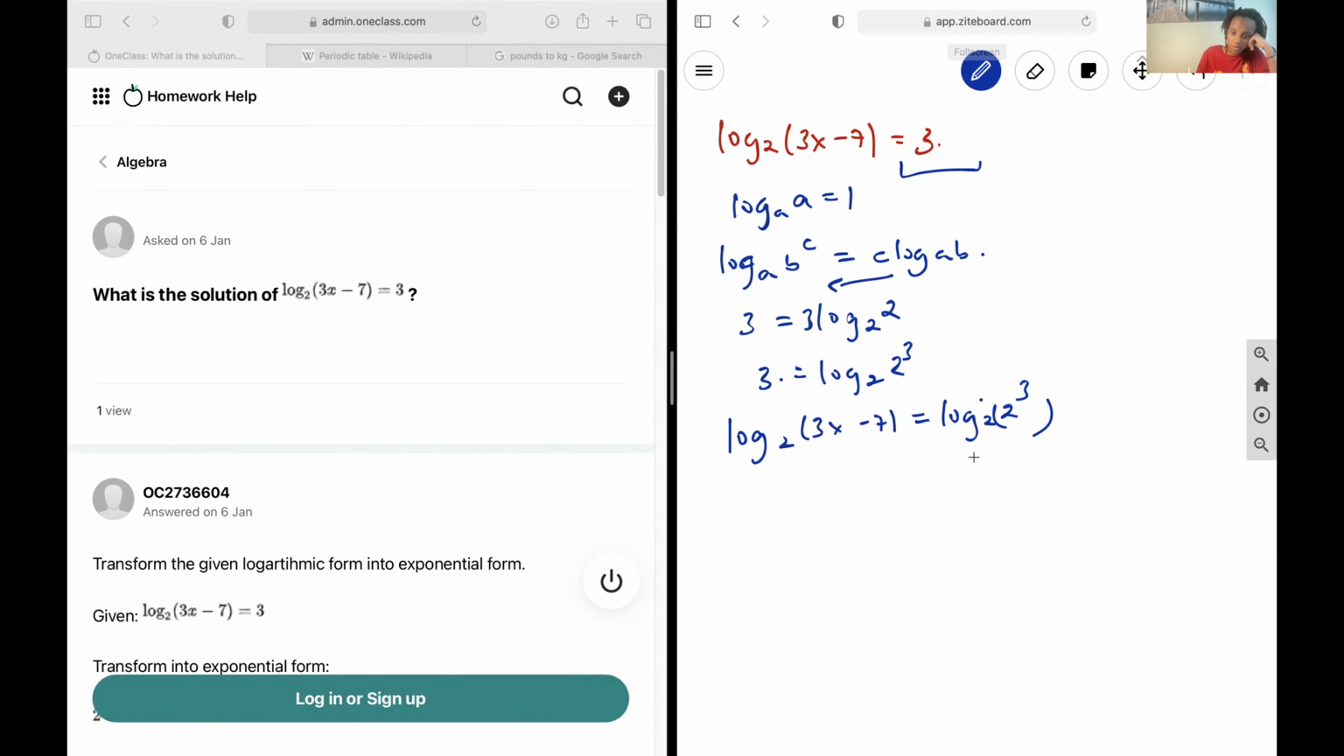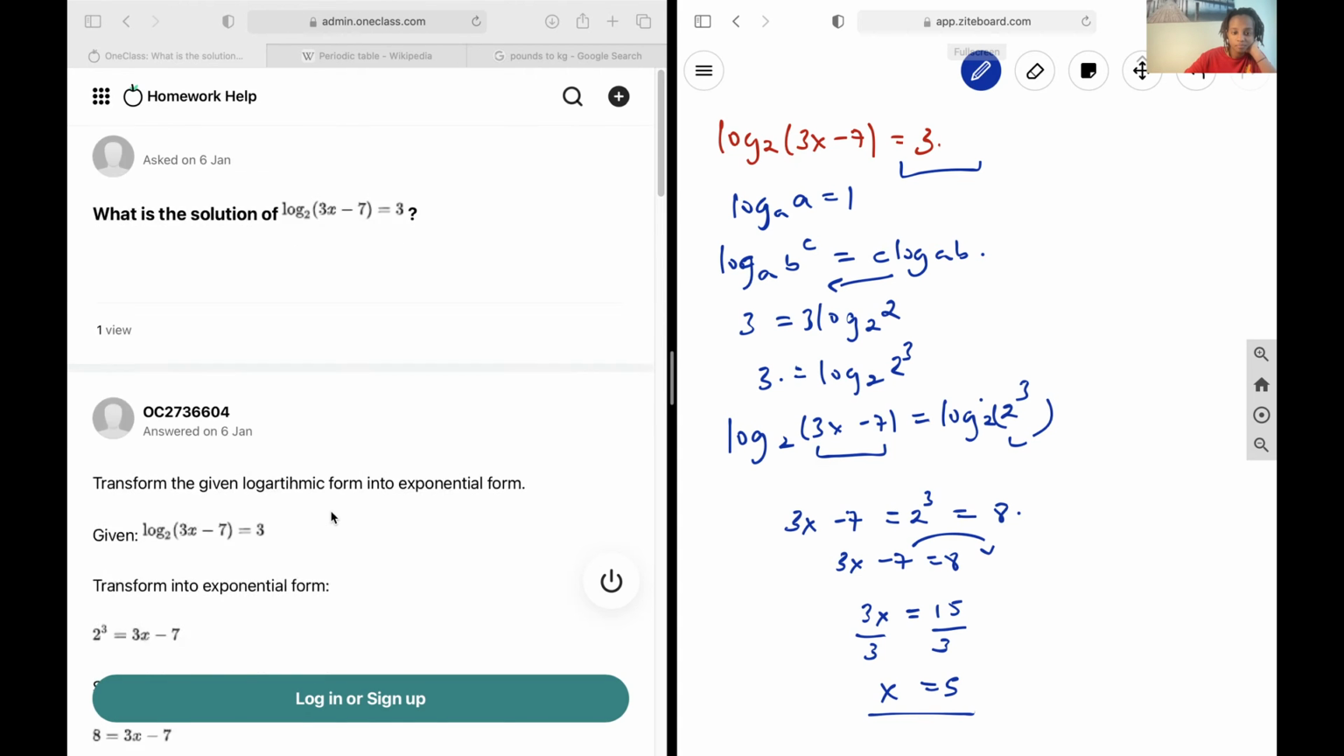So now we have two log base 2's, which means that what is inside them must be equal. So let's just set them equal. 3x minus 7 is equal to 2 to the power of 3, and that's going to give us 8. So 3x minus 7 is equal to 8. Let's isolate our 3x. So we get 3x is equal to 7 plus 8. That's going to give us 15. And then let's just divide out our 3 to give us x is equal to 5. And that's going to be your final answer.